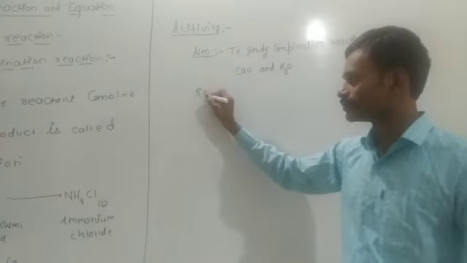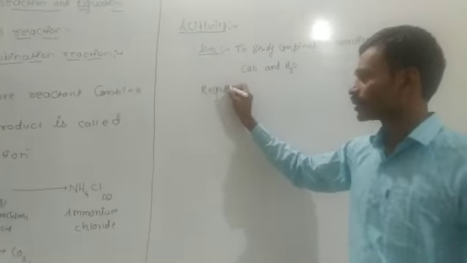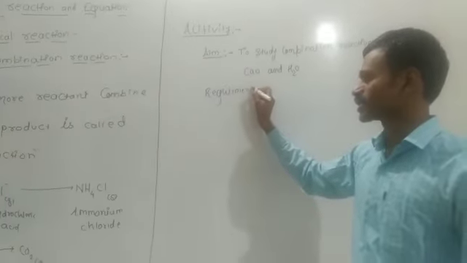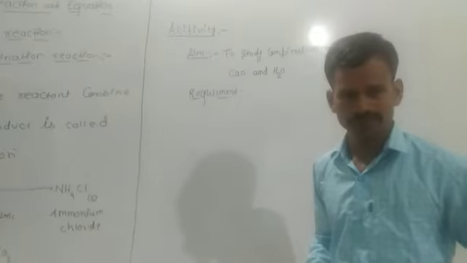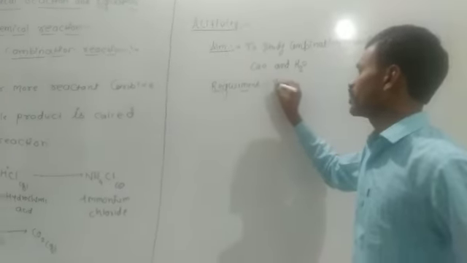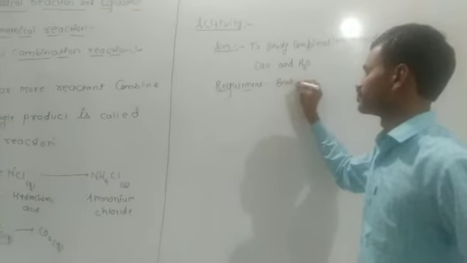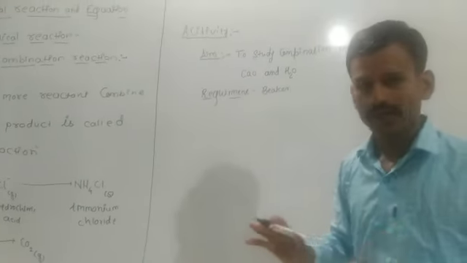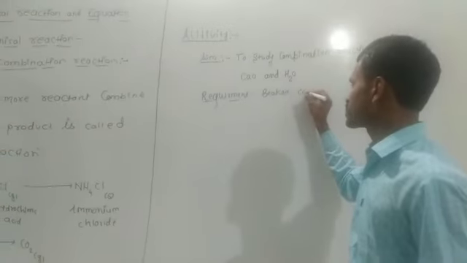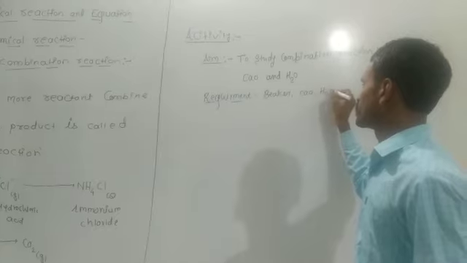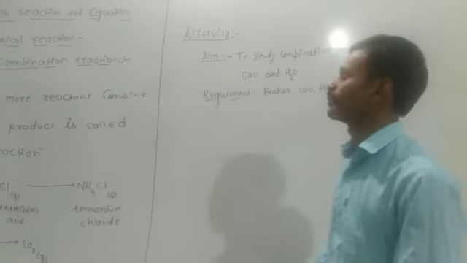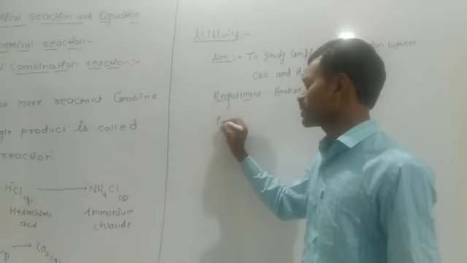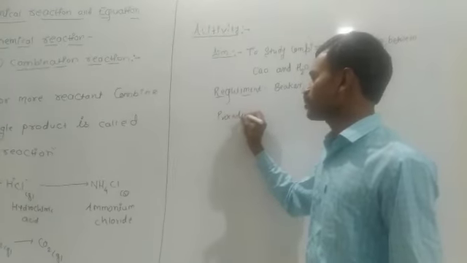Second one is the requirements for this reaction. Requirements, it's very simple. One beaker is required. Then chemicals like calcium oxide and H2O. So these are the requirements. After that is the procedure.